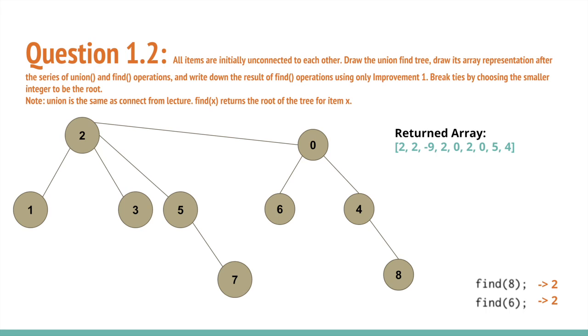So the element at each index of the array represents its parent. So for example, at index 0, we have the element 2, which means the parent of node 0 is node 2. If an element of the array is negative, then the corresponding node for that index is the root, and the absolute value of the element is the size of the tree. So in our example, we have that the element at index 2 is -9, which means we have node 2 as our root and a union find tree with 9 elements.